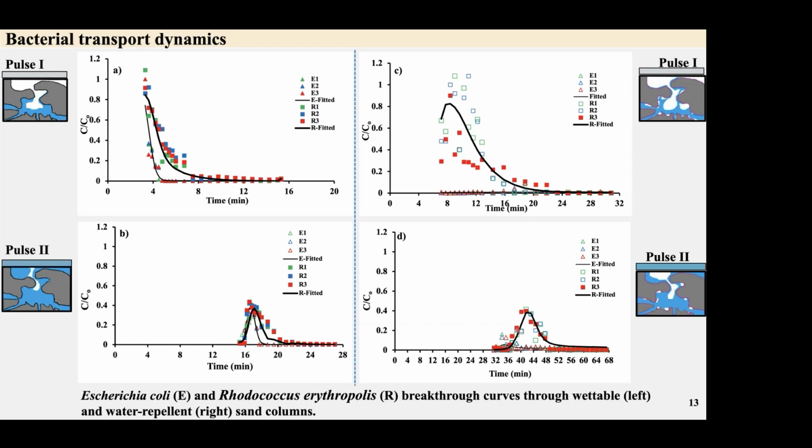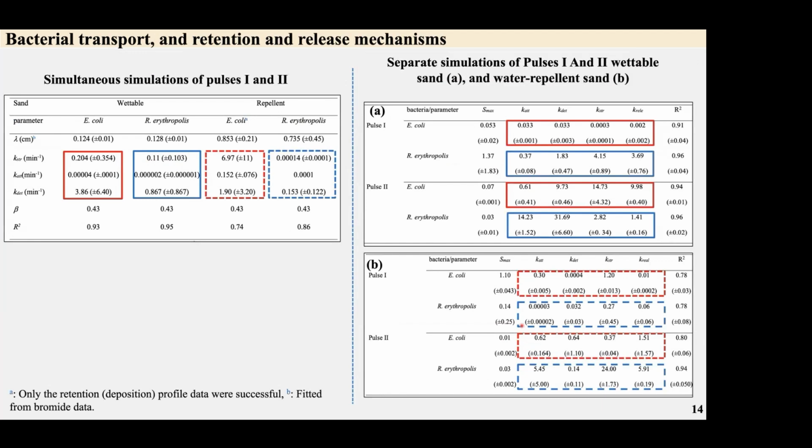This data actually can be summarized in three tables. Here we have simultaneous simulation of pulses 1 and 2, when we have two pulses together. And on the right side, we have pulse simulation for each pulse. So for the first scenario that we simulated two pulses together, here we have wettable sand and water repellent sand.